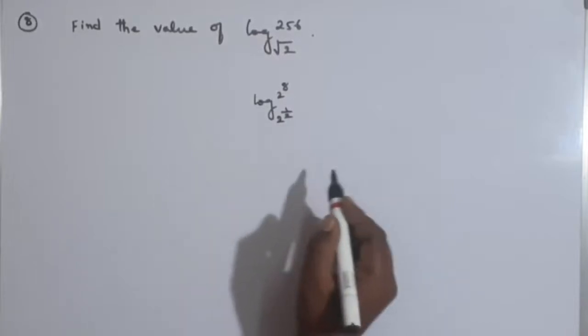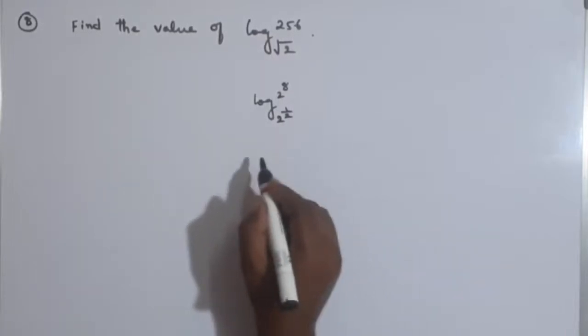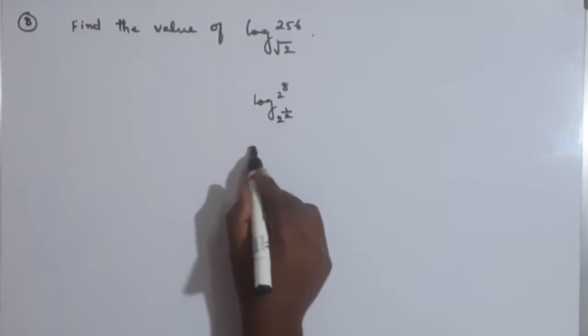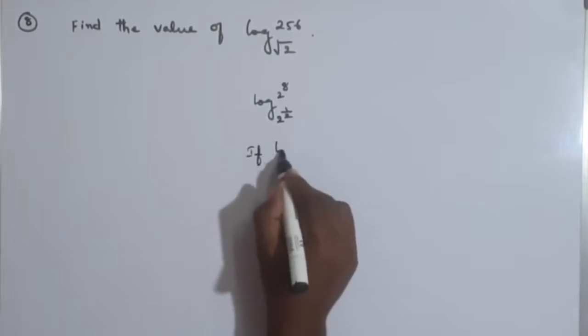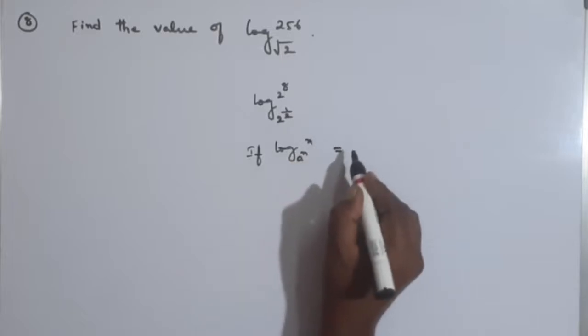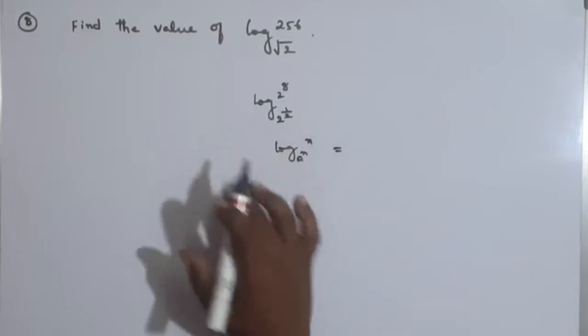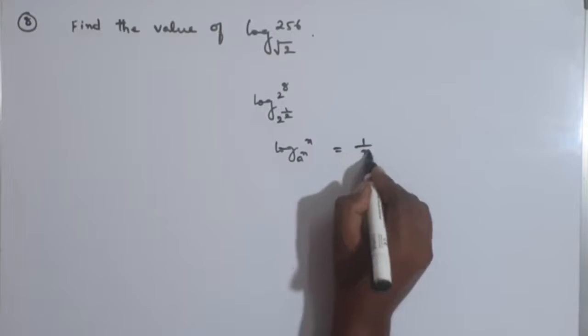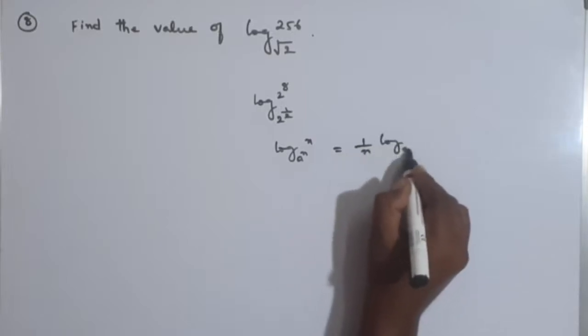Now using the formula, log base a to the power of n to x equals 1 by n of log base a to x.